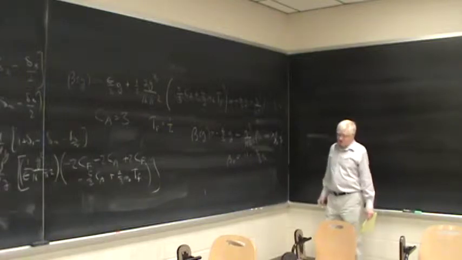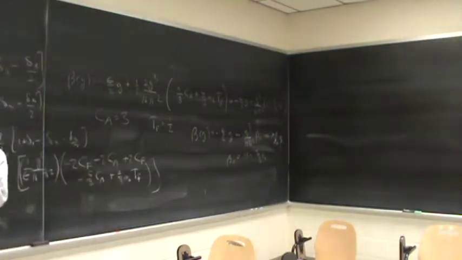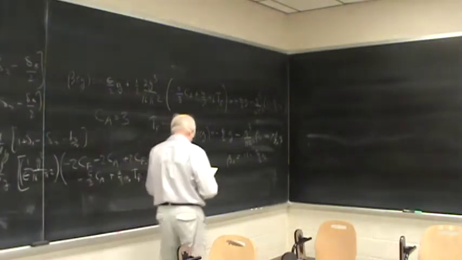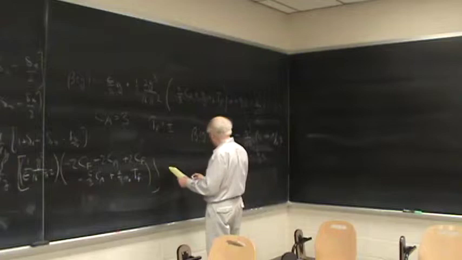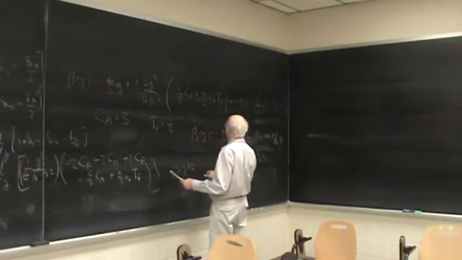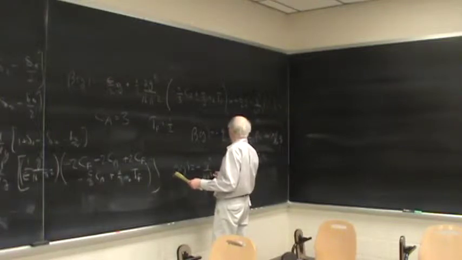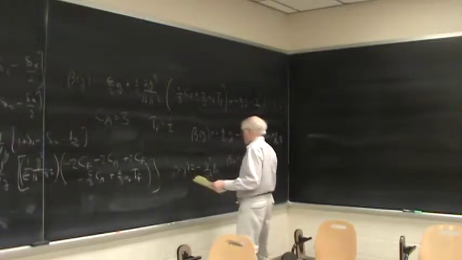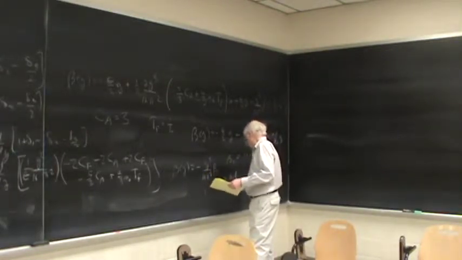Now we're going to evaluate this equation once we've gotten finally to this equation. We're going to evaluate it in 4 dimensions, which means epsilon goes from 1/10 to 0, in which case we have a simpler equation. We simply have that beta of g now is just simply minus g cubed over 16 pi squared beta 0, and this is equal to mu d/d mu of g.